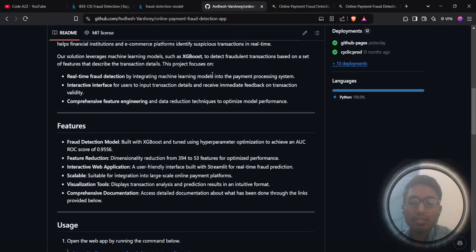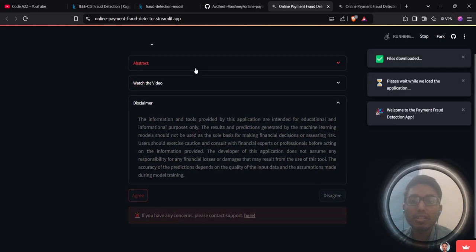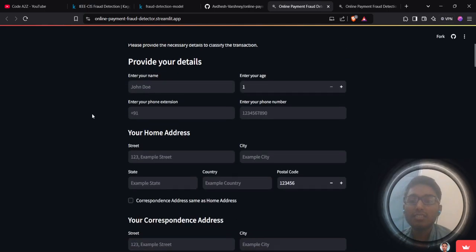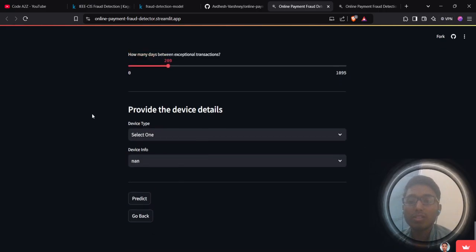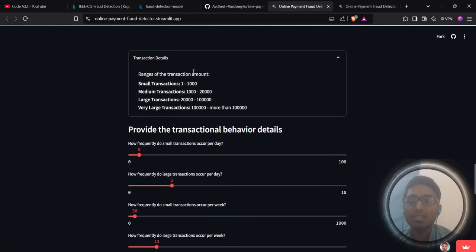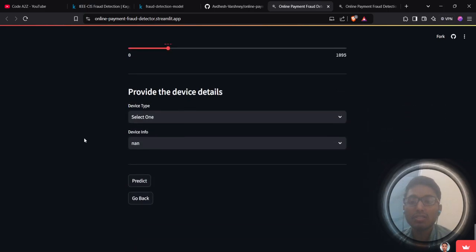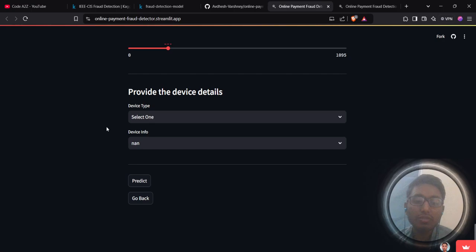But let's move to the application part. You can also see the abstract which I have written about the model, and a disclaimer, and just provide the details all over it. Some of the information is on a range, so just click on it and provide these details by reading the ranges of the transaction amount: a small transaction is this, a medium transaction is this, and so on. This is the criteria managed by me, because I think these are basically the ranges used during transactions. So just provide all the information.